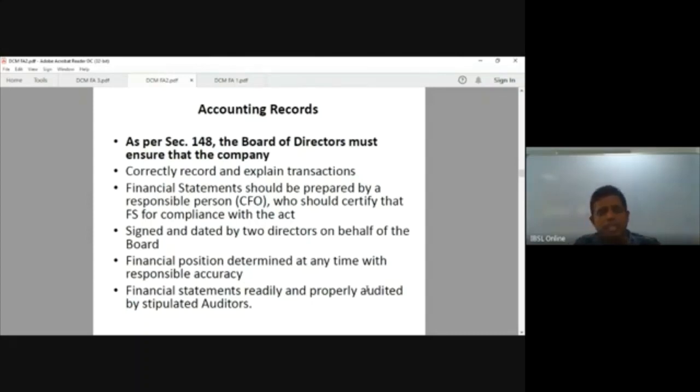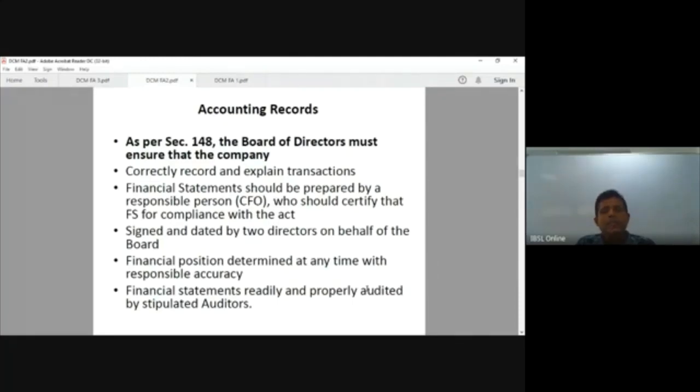Right? In order to correctly record and explain the transactions, there should be a process of identifying the transaction. Collection should be there, recording should be there, categorization, summarization, analysis, everything should be there. Meaning to say, there should be a proper accounting technique. Therefore, if you take banks, they have core banking systems operated throughout the 24 hours and 365 days.